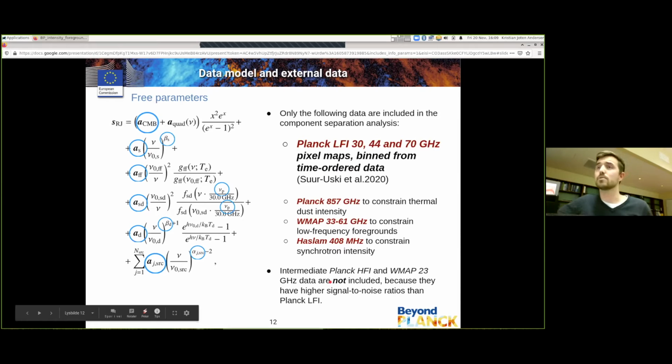And similar to what Trygve mentioned, we do not include the Planck HFI nor the WMAP 23 gigahertz data, because they have a higher signal to noise ratio than Planck on the foregrounds that we model. And in the BeyondPlanck collaboration, it is a show of the algorithm itself. So we want the LFI data to be the primary driver of the statistics.